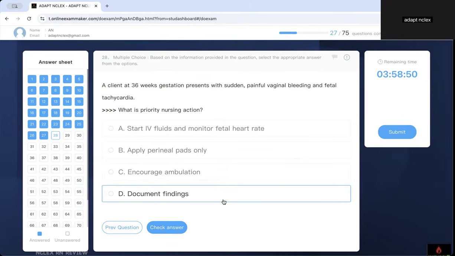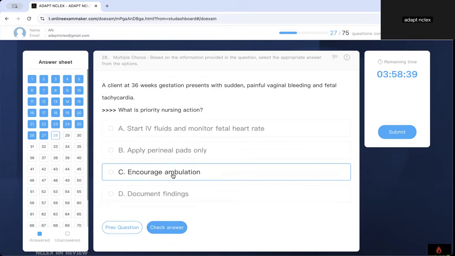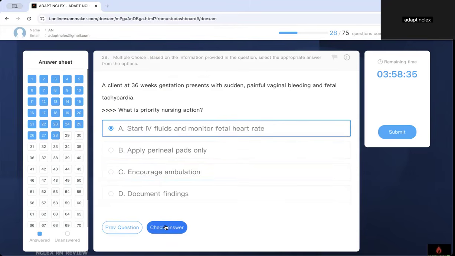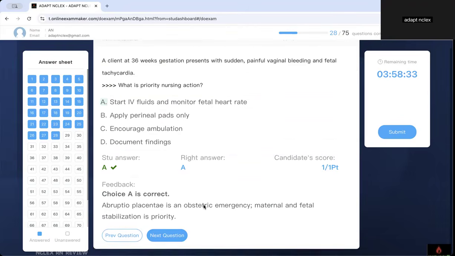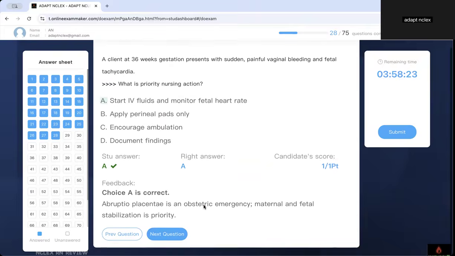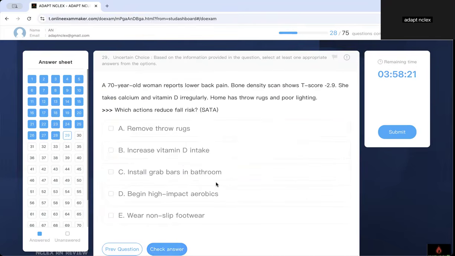We have a problem. Sudden, painful vaginal bleeding and fetal tachycardia. Mommy is in trouble. We're not going to just document the finding. Mommy is not going to ambulate. Peripad only, no way. We've got to check fluid and monitor the mommy because mommy is in trouble. We have a situation where we have placenta abruption. That's the key: sudden onset of painful vaginal bleeding and baby is in trouble is that.